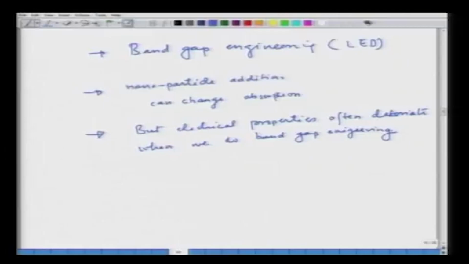So, optical properties and electrical properties are often against each other. You can have an improved absorption, but then it gives you very poor mobility of the carriers, and hence the device will not work very well. So, these two properties have to be optimized in order to get a good device.